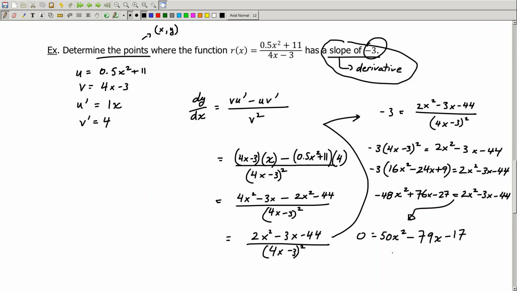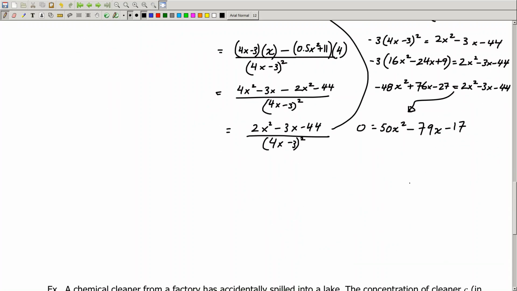So now I've got a quadratic equation. What I'm going to do is plug this into the quadratic formula, and hopefully this doesn't look too bad. Now if you can't remember the quadratic formula, it's negative b plus or minus square root of b squared minus 4ac all over 2a.